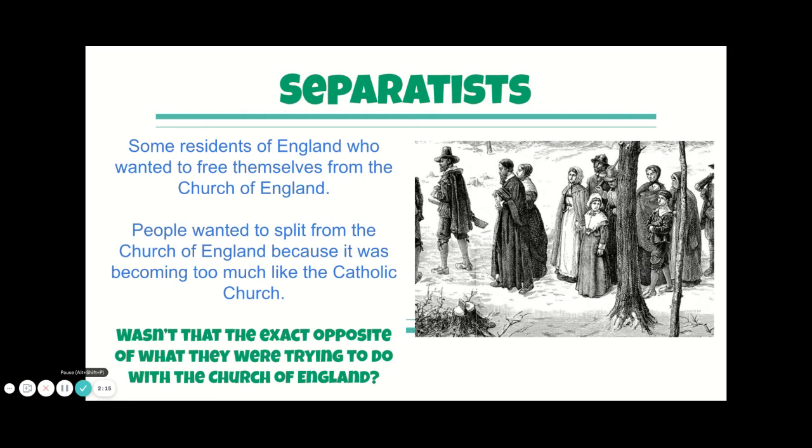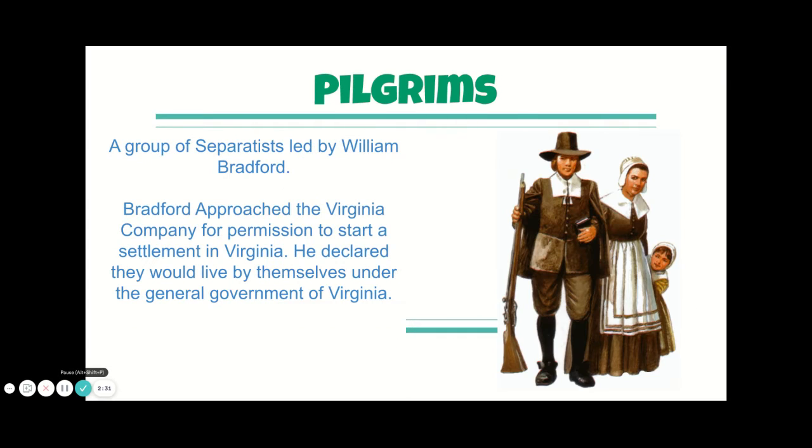Then we have some people called the separatists, okay? These were residents of England who wanted to free themselves from the Church of England. People wanted to split from the Church of England because it was becoming too much like the Catholic Church. They were both corrupt, okay? They were kind of doing the exact opposite of what they were supposed to.